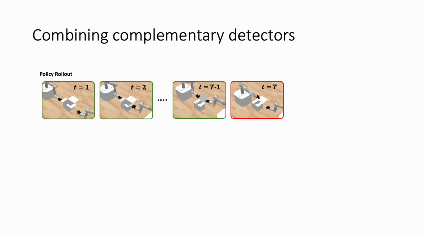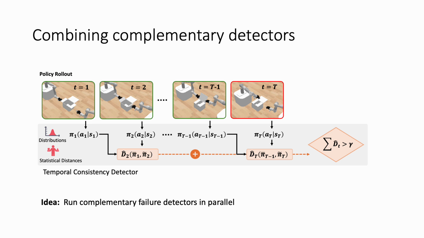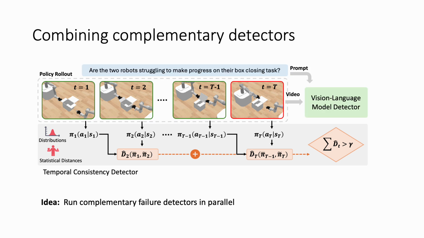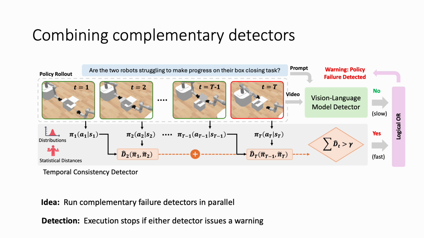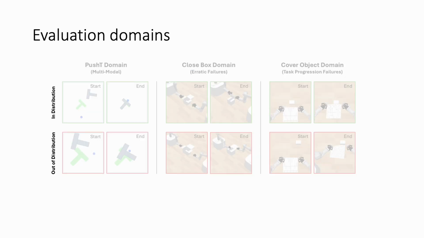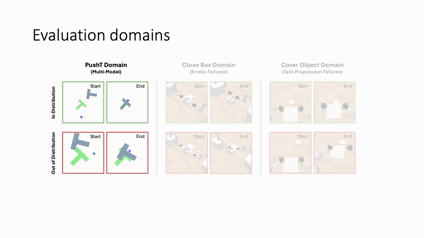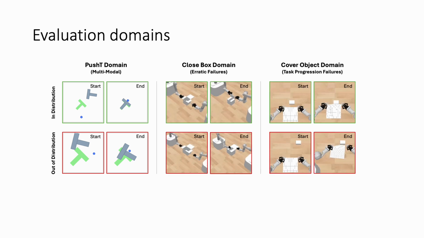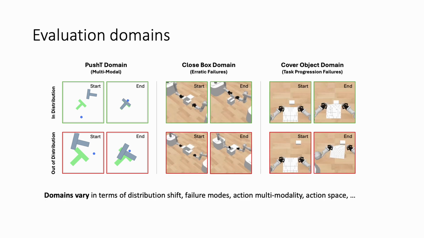Our full failure detection framework runs the temporal consistency detector and VLM runtime monitor in parallel. Execution of the policy stops if either detector raises a failure warning. We evaluate our framework on the multimodal push-T domain and 2 bimanual mobile robotic manipulation domains. These domains feature different types of distribution shifts and policy failure modes, among other properties. Specifically, we test our framework's ability to detect failures of diffusion policies trained on these domains.